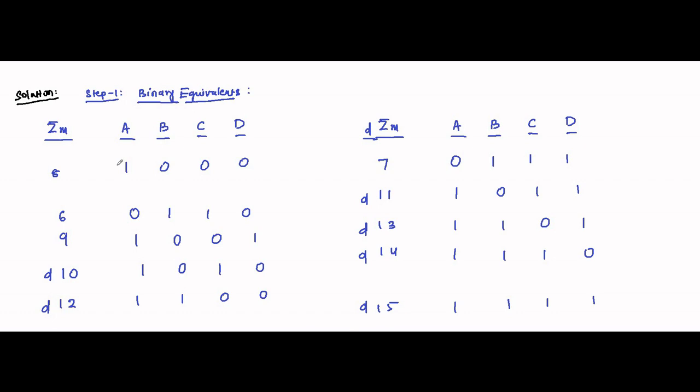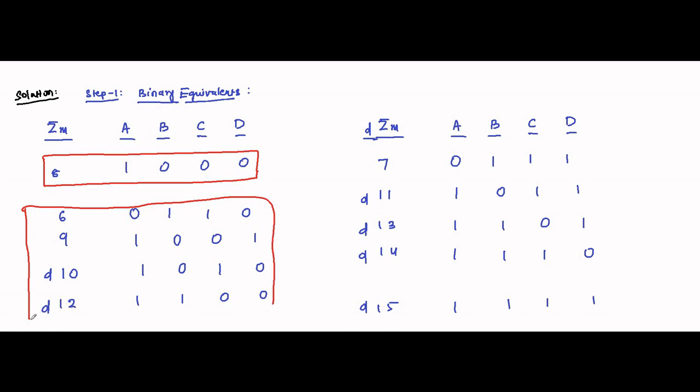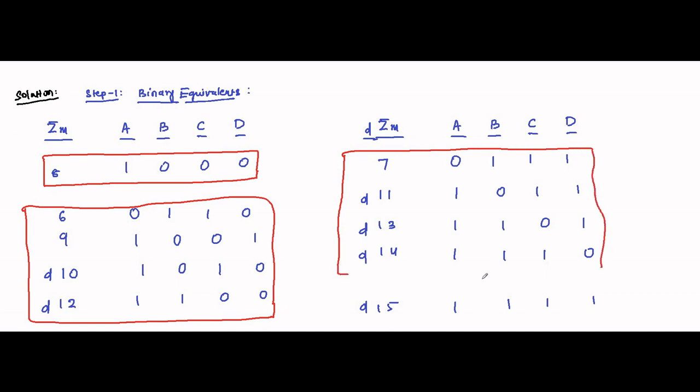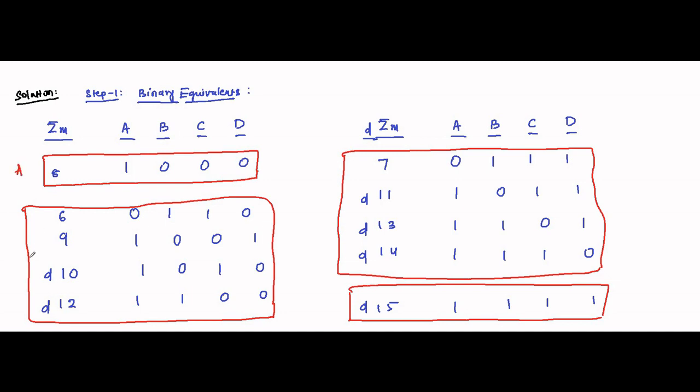So here 8 is one group. Then 6, 9, D10, D12, consisting of 2 1 bits, they are in one group. We have 7, D11, D13, D14, they are in one group, consisting of 3 1 bits. And we have D15, consisting of 4 1 bits. So let's call this group A1. This A2, this A3 and this A4.